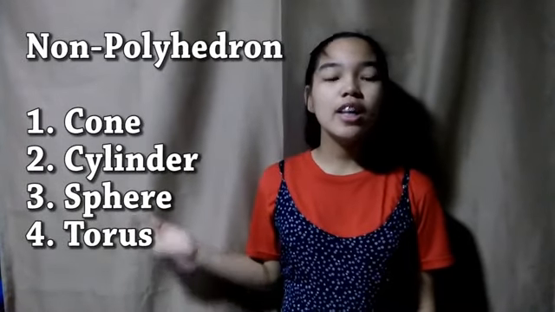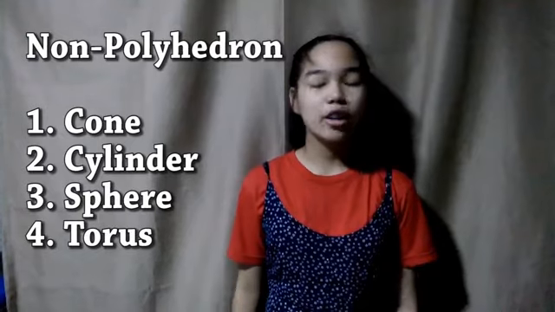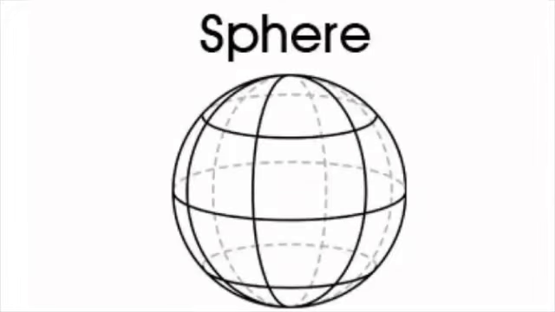Now let's go to the second type of solid geometry, non-polyhedron. Cone, cylinder, sphere, and torus are non-polyhedron because they have sides that are not polygons. Sphere is perfectly symmetrical. All points on the surface are the same distance, the radius, from the center. It has no edges or vertices. It has one surface, not a face as it isn't flat, and it is not a polyhedron.